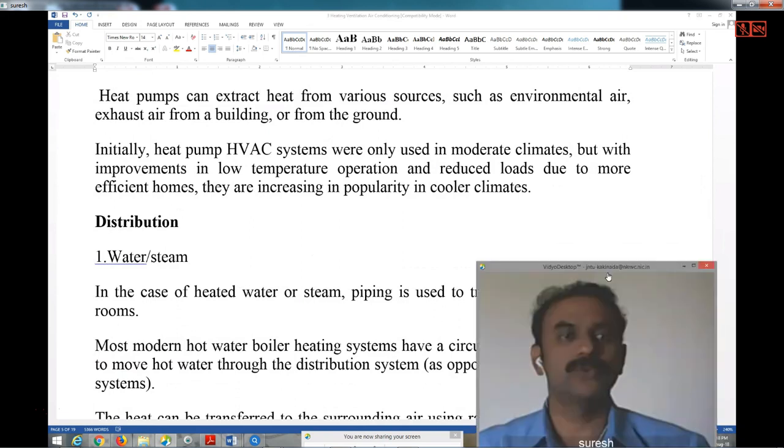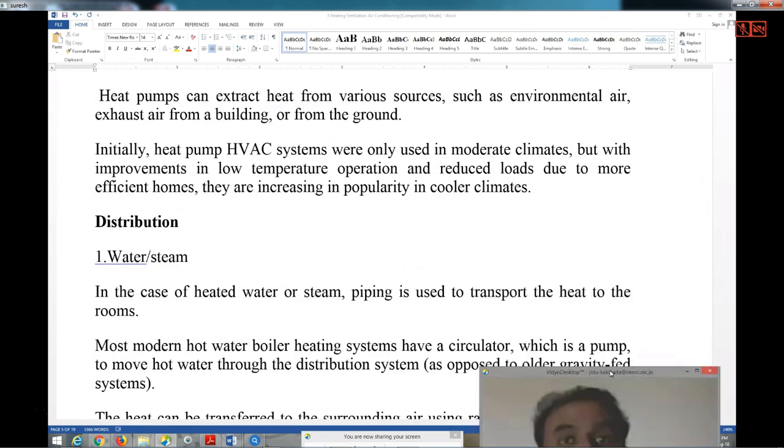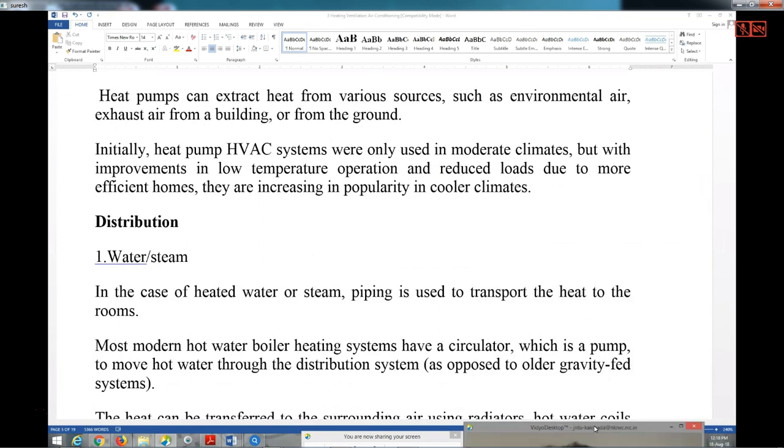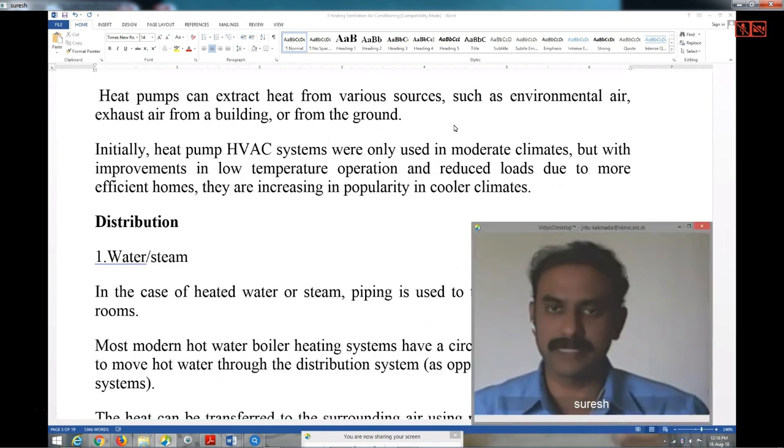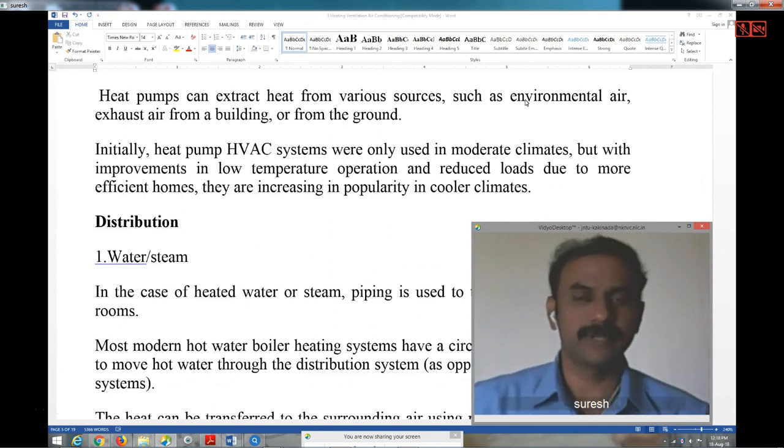Now, initially, these heat pumps that are used in HVAC systems were not used for moderate climates, but with improvements in low temperature operation and reduced loads due to more efficient homes, they are increasing in popularity in cooler climates. So these heat pumps are used in cold climate areas. Cold countries use these heat pumps more.